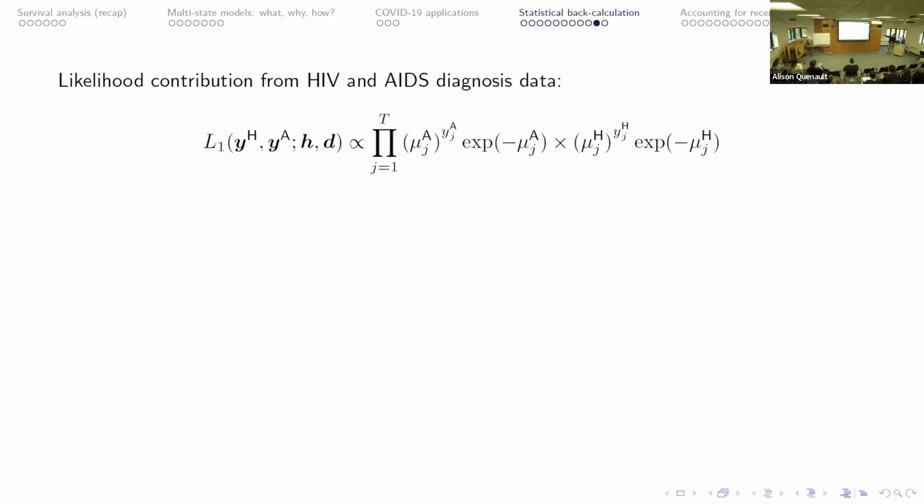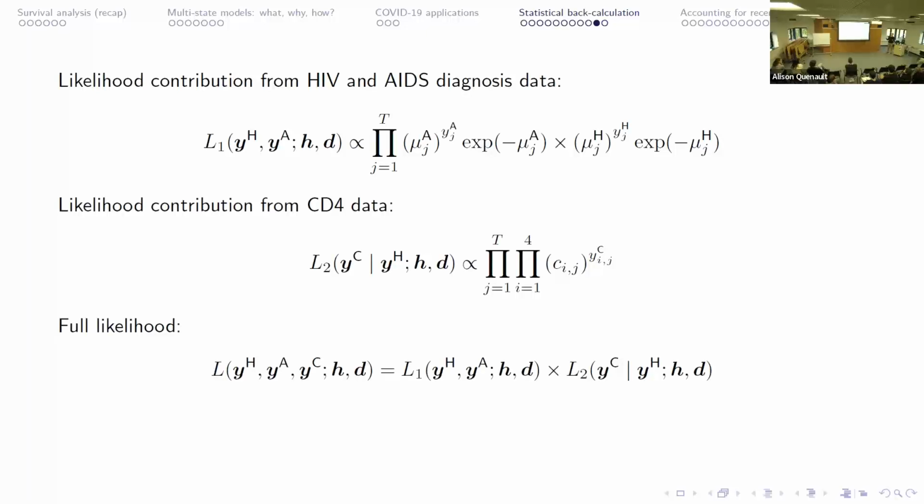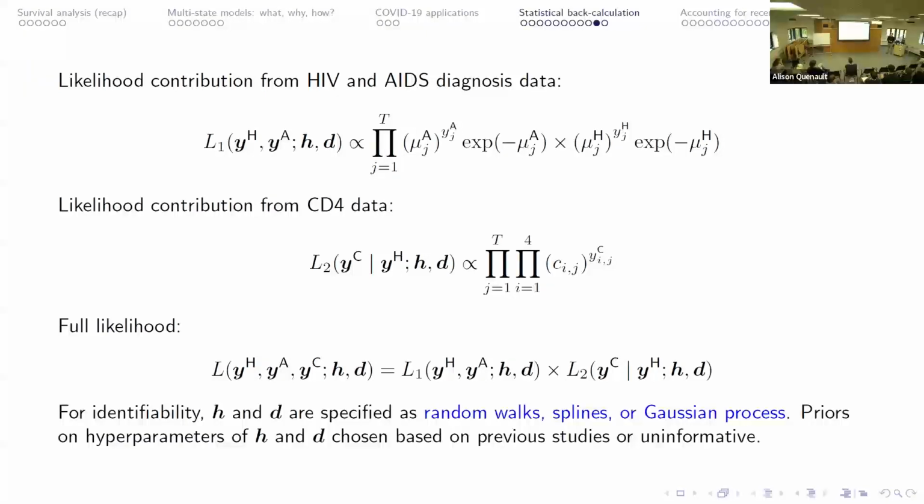So we can form the likelihood contribution. This is just standard for a Poisson distribution and for a multinomial distribution. And then our full likelihood is the product of those two terms. Okay, we've got a lot of time points, we've got a lot of states. We can't really fit that model. There's too many parameters going on. So for identifiability and also to smooth out what's happening with infections over time, we model the number of new infections and also the diagnosis probabilities as random walks or Gaussian processes with priors included on those hyperparameters. These are either chosen based on previous studies in terms of what you know about the probability of diagnosis historically, or assumed to be non-informative.